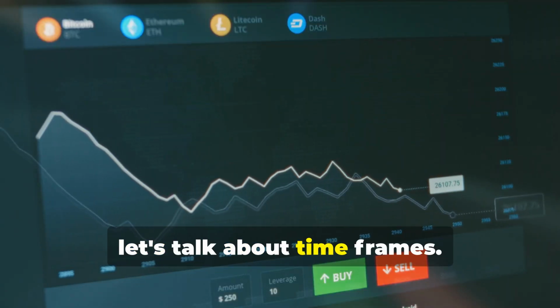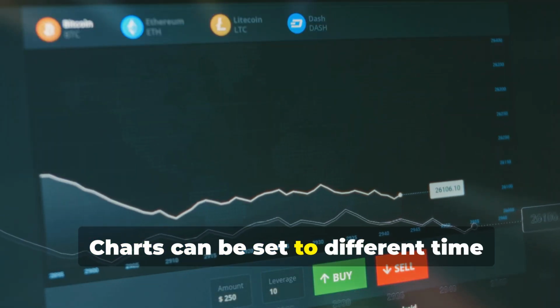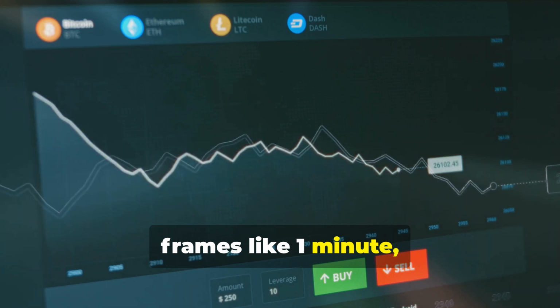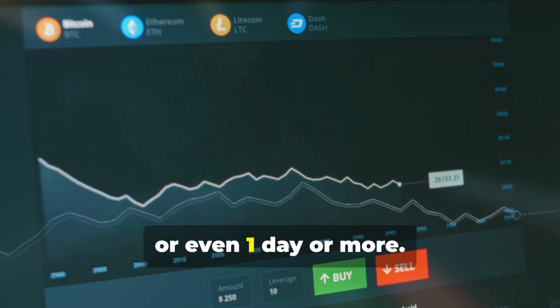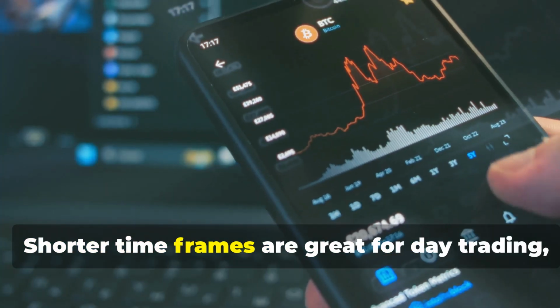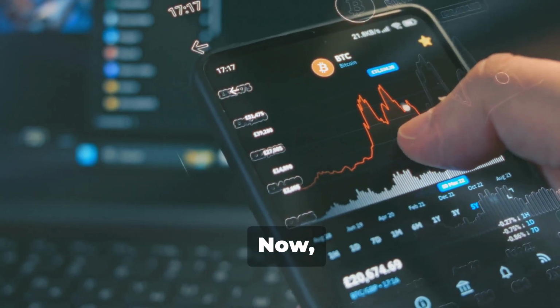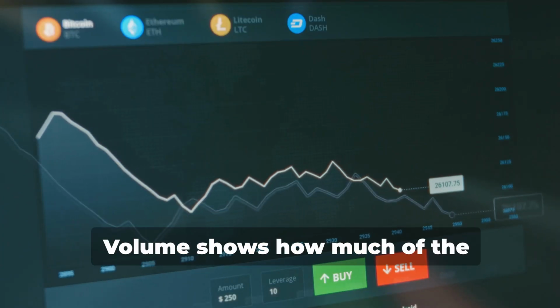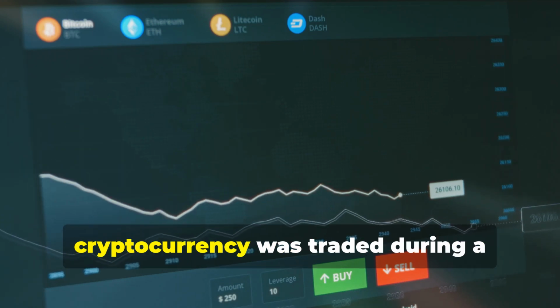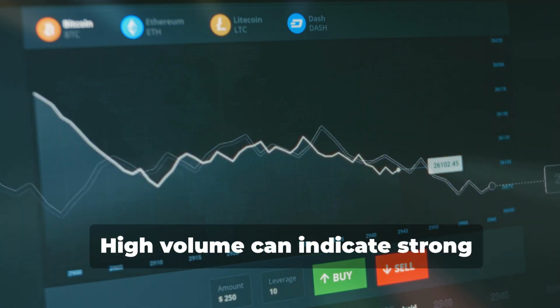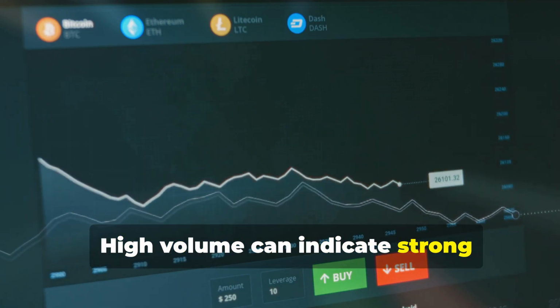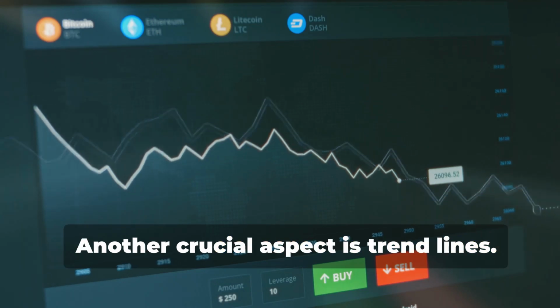Next, let's talk about time frames. Charts can be set to different time frames like 1 minute, 15 minutes, 1 hour, or even 1 day or more. Shorter time frames are great for day trading, while longer ones are better for long-term investments. Now on to volume. Volume shows how much of the cryptocurrency was traded during a specific period. High volume can indicate strong interest and can confirm price movements.